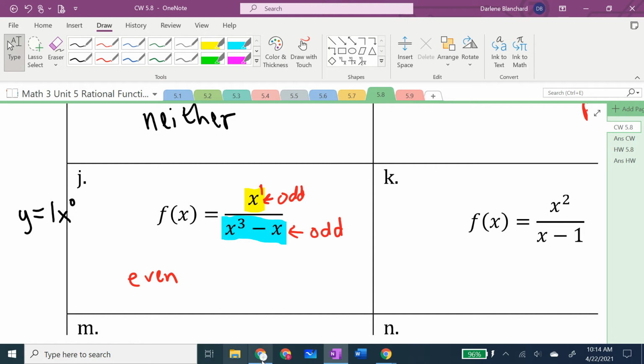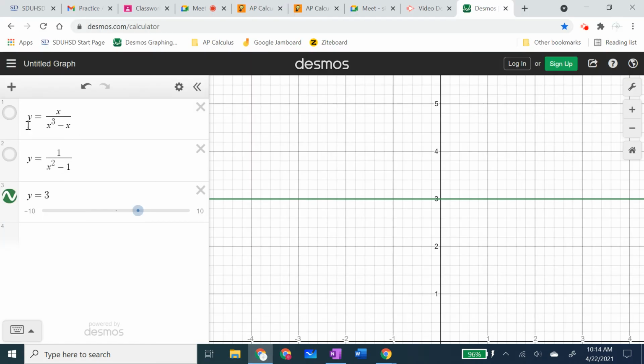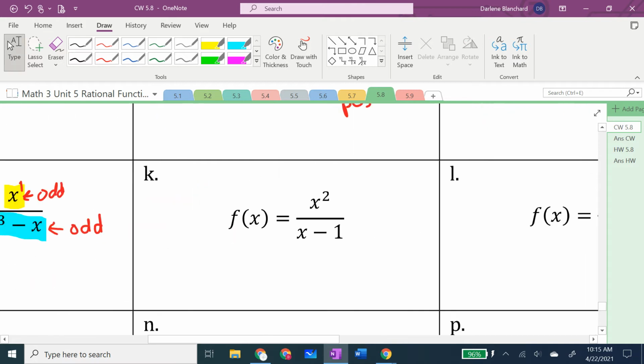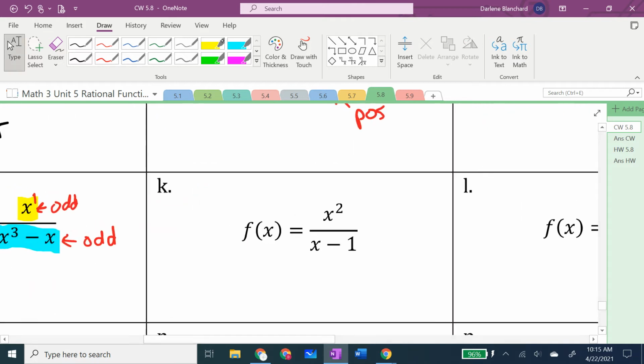So constants by themselves are polynomials that are even. After we simplified by factoring out an x and canceling, we end up with something that has an even over an even, which is that other even situation. So this was a really nice problem to take a look at. So overall, even.